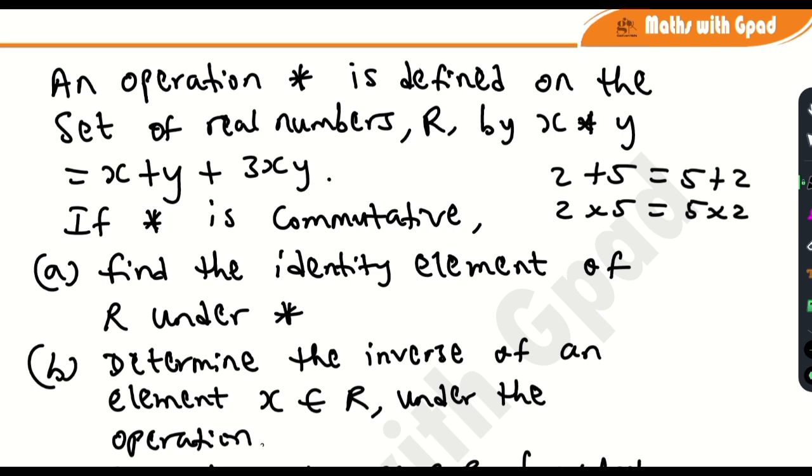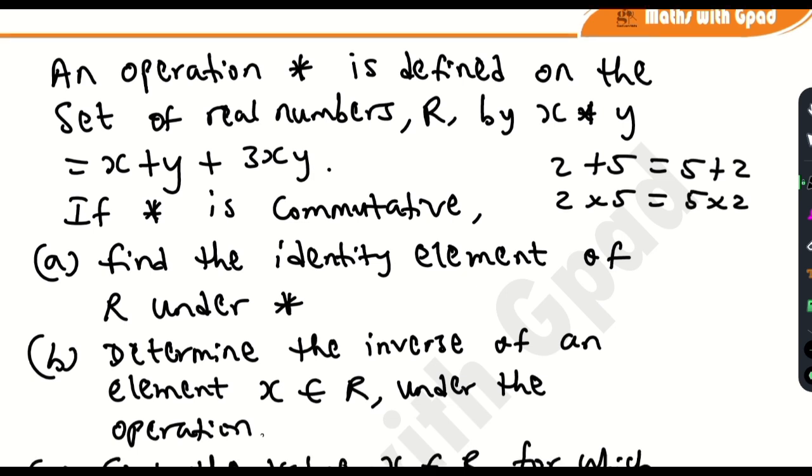Now, let's read on. We're asked to find the identity element of R under the operation asterisk. Before you can even solve this question, you must understand what they mean when they say identity element. Now, what is an identity element? An identity element is an element that, when applied to another element, has no effect on that element. It has no impact on another element.